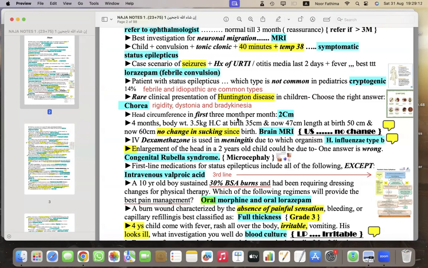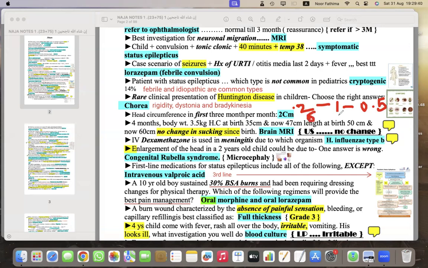Head circumference in the first 3 months. The growth of the head in the first 3 months is 2 centimeters per month. We should know this. For revision, I will again tell you: for the first 3 months, the growth of the head will be 2 centimeters per month. For the next 3 months, it will be 1 centimeter per month. For the next 6 months, it will be 0.5 centimeters.